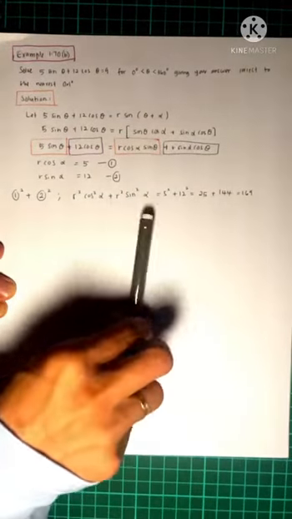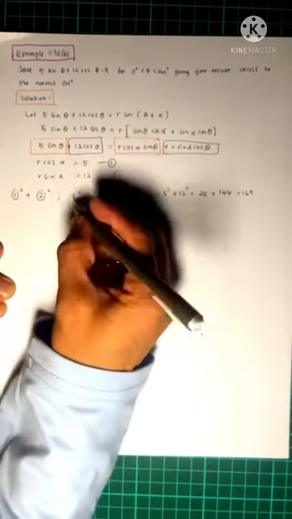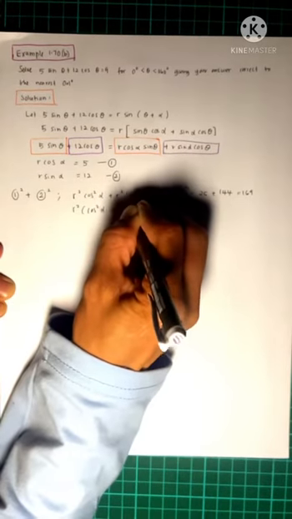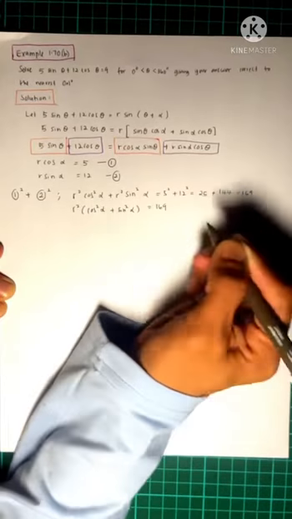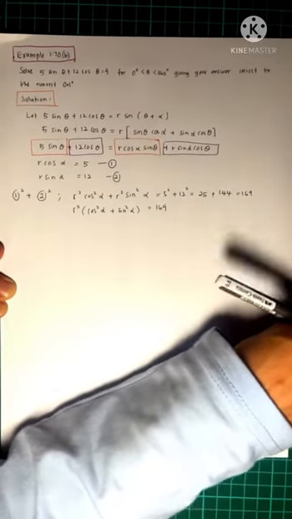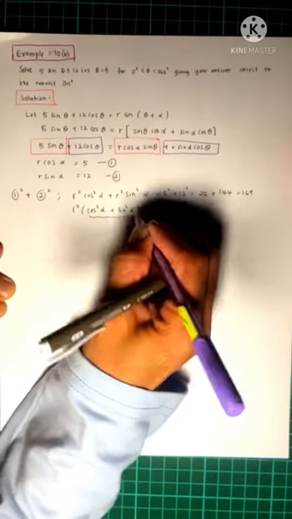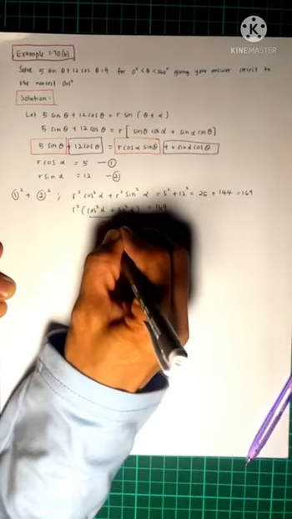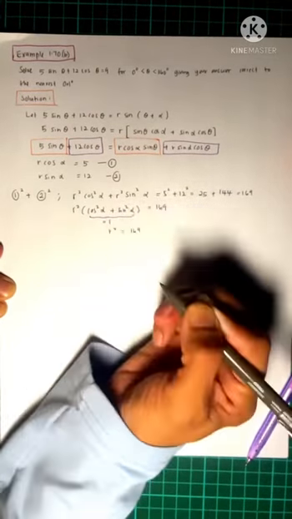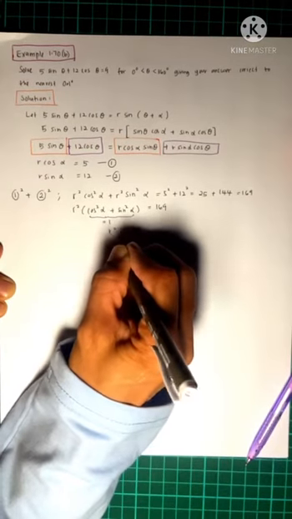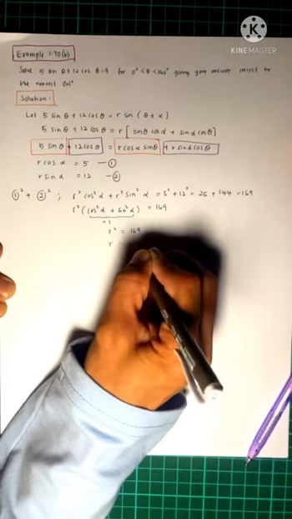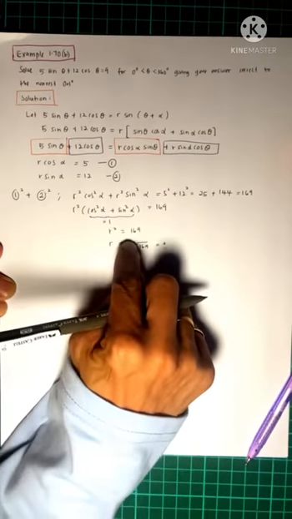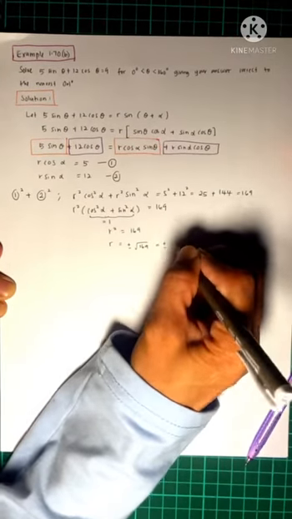169. So we take out common factor, ni R square. So R square times cos square alpha plus sin square alpha is equal to 169. So this one is basic identity, which is equal to 1. So R square times 1 is R square equal to 169. Square root both side of equations, kita akan dapat positive negative square root of 169, which is equal to 13.